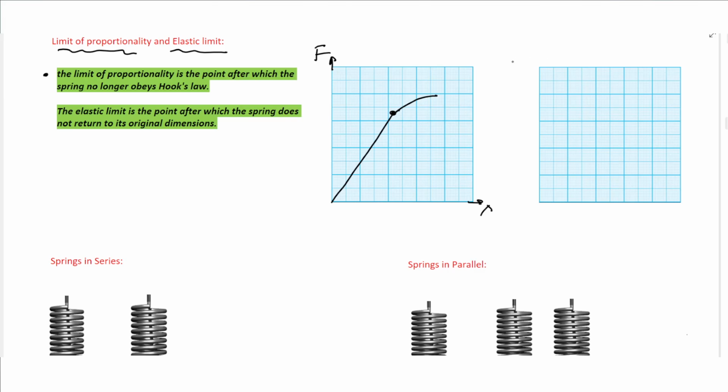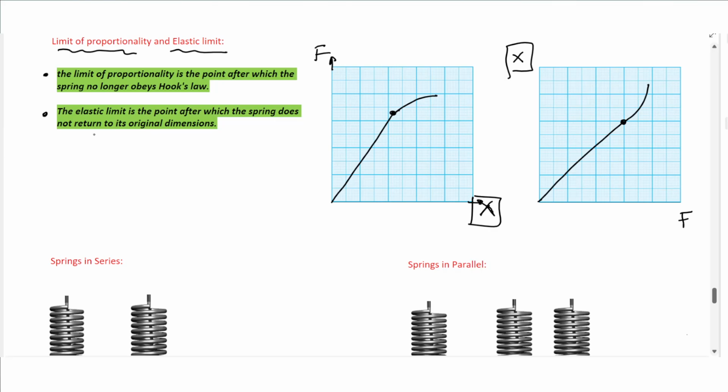Which means if you reverse the axes, this is extension and this is force, you will still have a straight line through the origin. Then after a certain point, the graph will curve toward the extension axis, always towards the extension axis. What is meant by an elastic limit? It cannot be shown on a graph, but we consider it the same point on the graph.